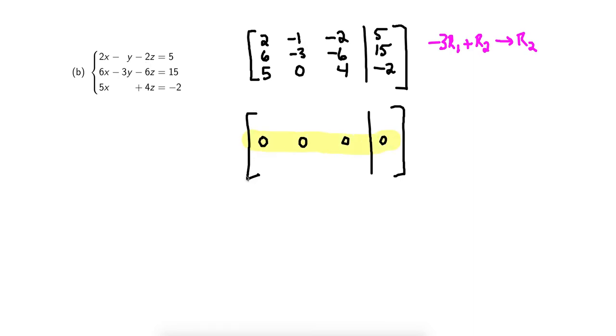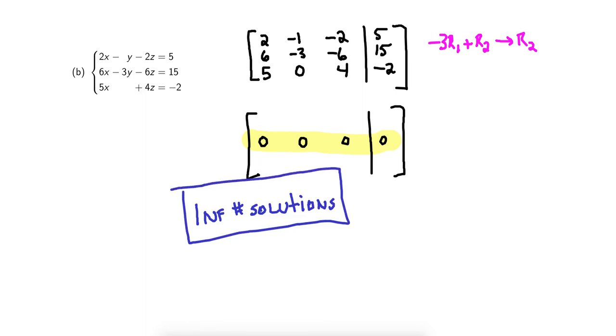If we have a whole row of zeros, it's not going to matter what's in our first and third rows in this case. So once again, we have an infinite number of solutions. In other words, the first equation is the exact same plane as the second equation. They're the same plane.